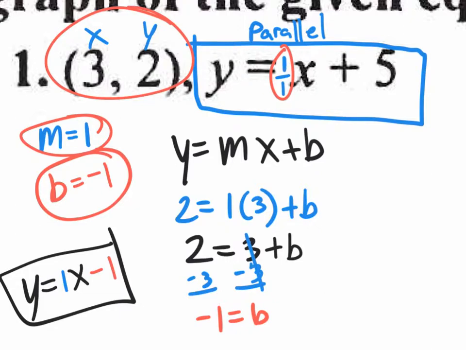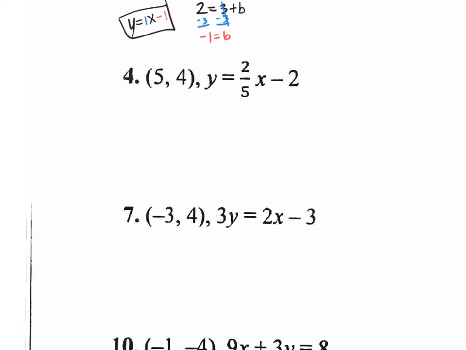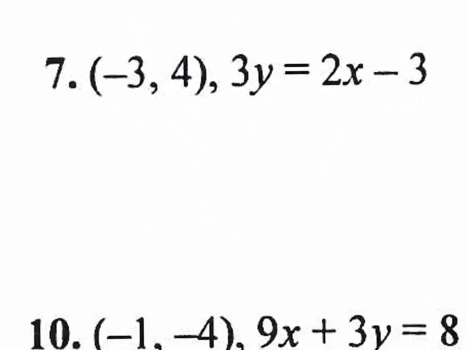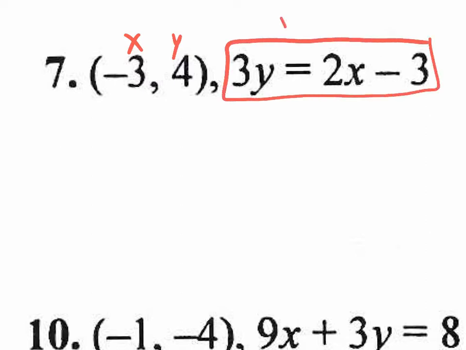Now, it's not always going to be this easy, though. Like, let's jump around here. Let's look at number 7, for example. Number 7, they give you a point, which is an x value and a y value. And they tell you that your line is going to be parallel to this one. So what does parallel mean? Same slope. So your line is going to have the same slope as this line. The question is, what is the slope of this line?